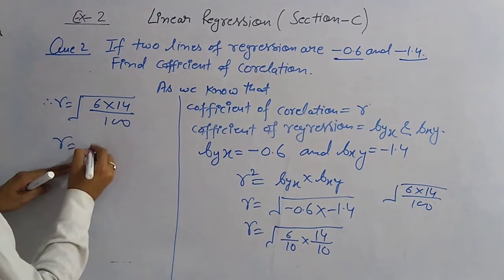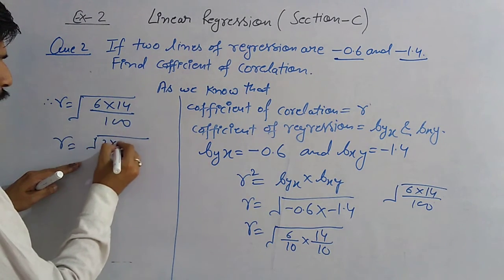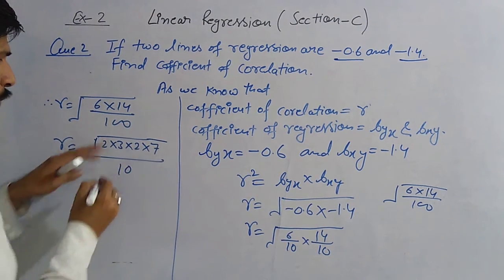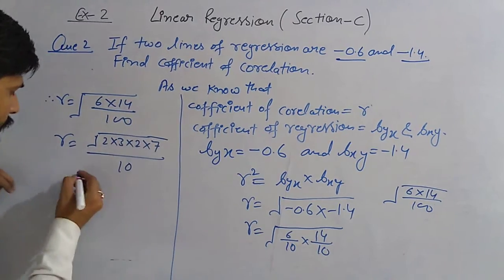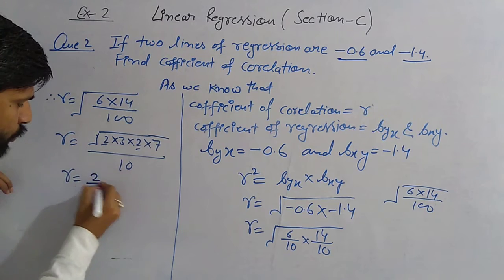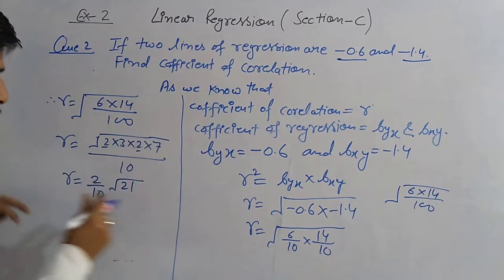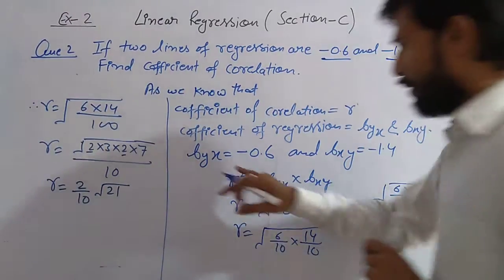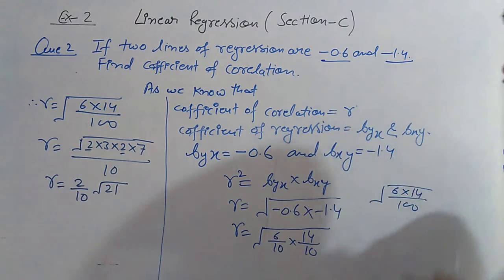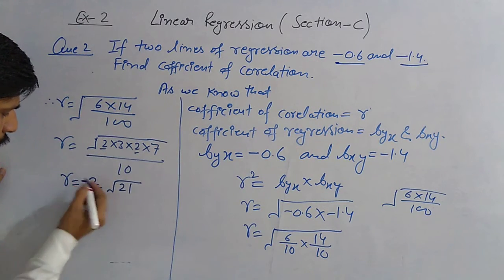R is equal to, if we write it in this form, 2 into 3, 2 into 7, and the value of root 100 is 10. Then R is equal to 2 by 10, root of 21. And if both Byx and Bxy are negative, then R is also negative. It means the whole value of R is negative.